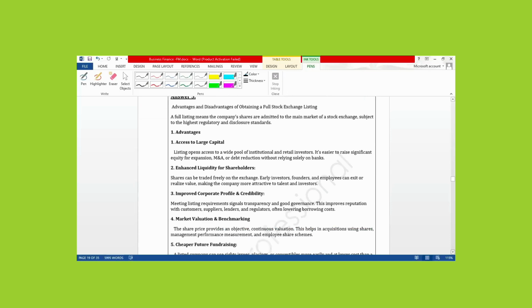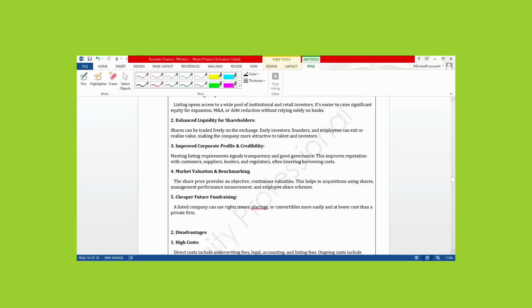Number four advantage, market valuation and benchmarking. Because your company is listed, there's going to be a share price at the stock market. That share price provides an objective continuous valuation. It provides a value for your company.